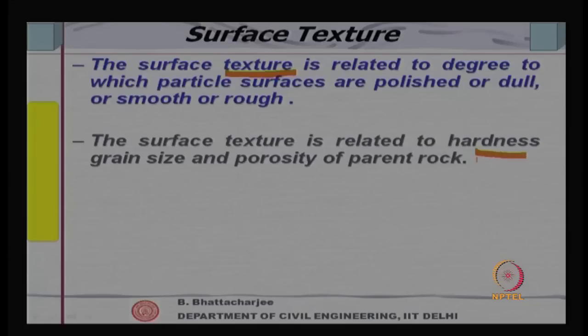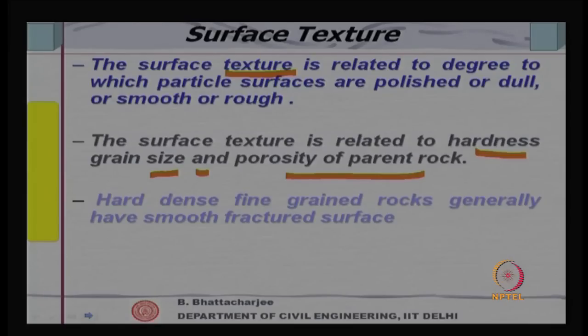It depends upon the hardness of the grain, the size of the grain and the porosity of the parent rock. A porous rock always will have honeycombed surface texture. Hard, dense, fine grained rocks generally have smooth fractured surfaces, because fine grains will go away, but it is hard, so not many can go away. Therefore, you are likely to have generally smooth surfaces.